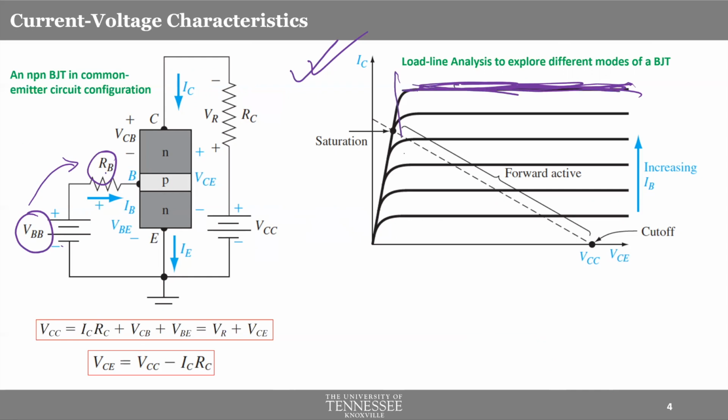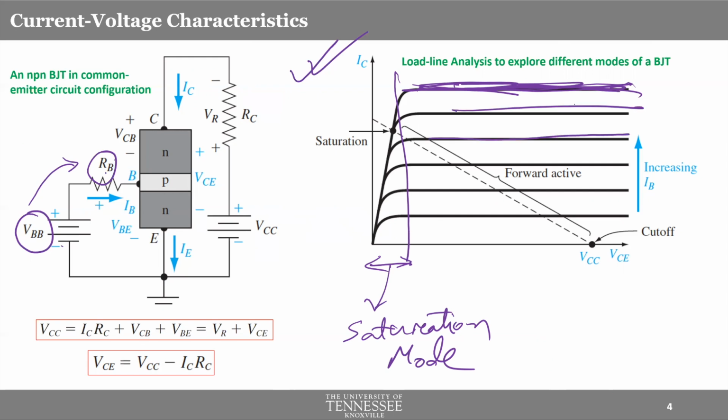The saturation mode for the BJT will occur within the smaller VCE section. So this is the saturation mode of the BJT, but that's not saturation for the current. The saturation for the current is here. Oftentimes, this term becomes very confusing.